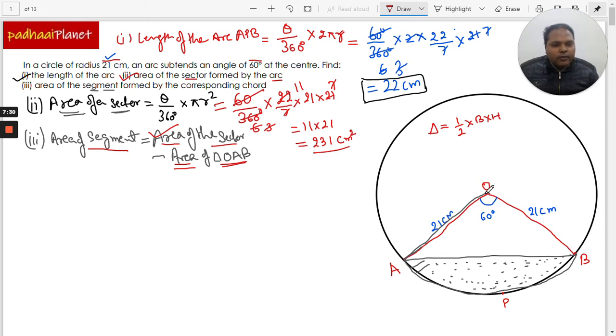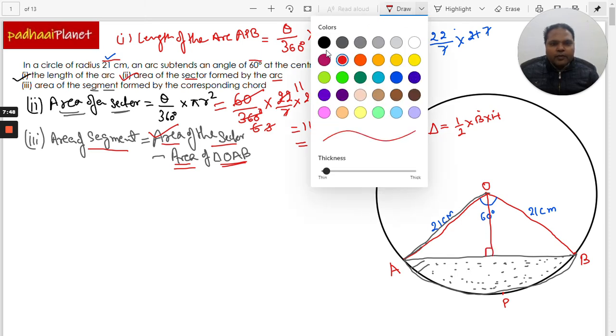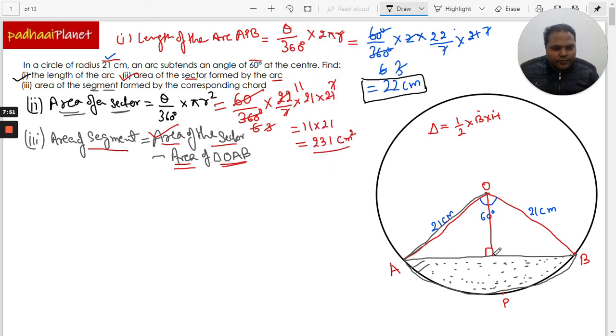We also don't know the height here. So let's find out both of these two, and then we will solve the question further. First we do a little construction, and we drop a perpendicular from O onto the chord. We already know that whenever a perpendicular is dropped from the center onto any of the chords of a circle, this perpendicular is going to bisect the chord perpendicularly.